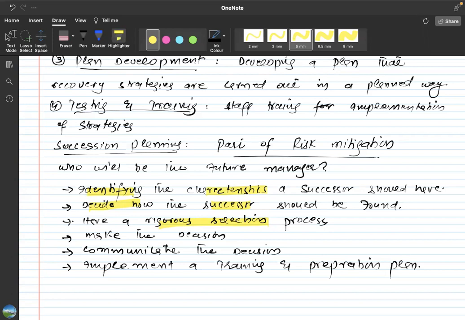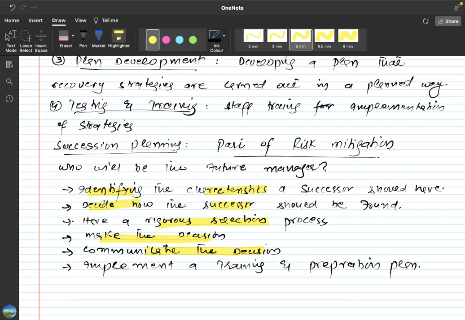Then finally we can make the decision that he will be the next CEO of the business, and these will be the next directors of the business. And after making those decisions, we can communicate those decisions to all workers and all the relevant stakeholders of the business, so that appointment procedure can go smoothly.